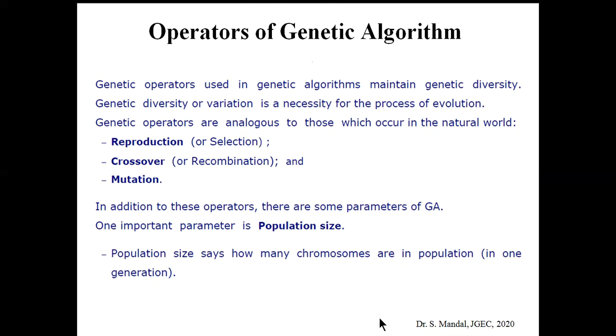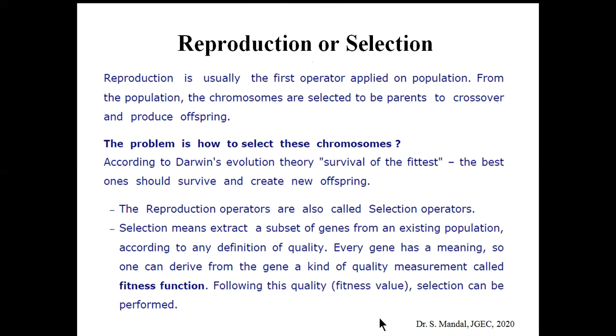Okay, these operators are basically needed to maintain the genetic diversity, that means to maintain the process of evolution. Unless we apply these operators, that means selection, crossover and mutation, the chromosome or the solution or the population will not evolve, and we don't get a better solution, or a new generation cannot be generated.